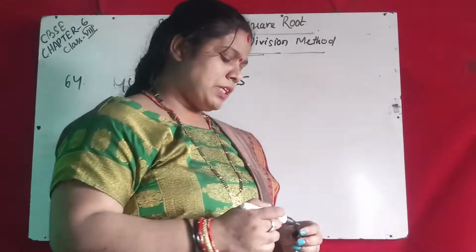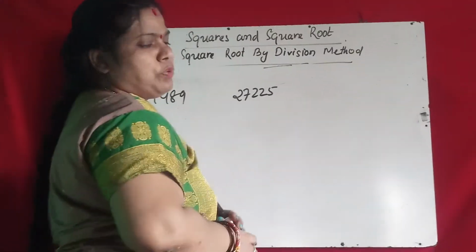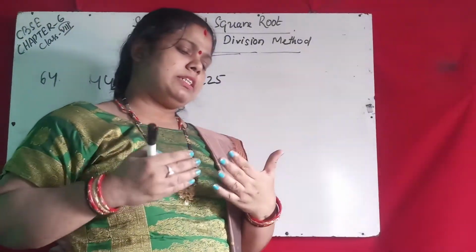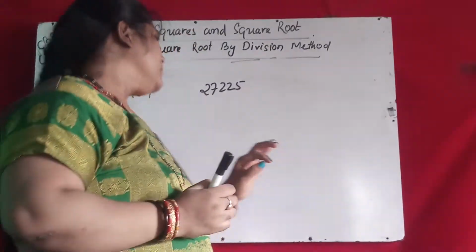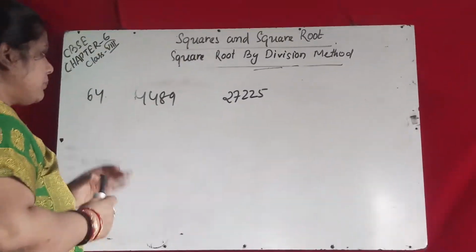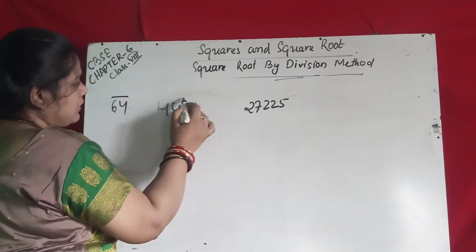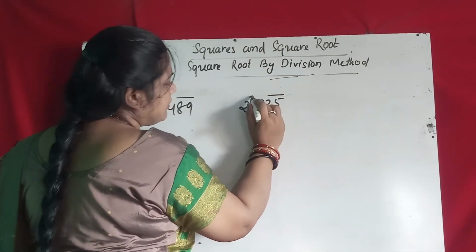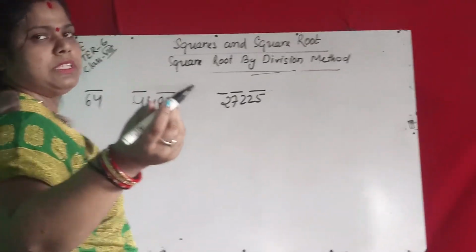So a question may come: without division, how many digits does this square root have? Without doing the division, you are asked only how many digits. Suppose here 64. If it has 2 digits, you put one bar, and here 2 bars come for 2 5 7 2 1. So the number of bars is the number of digits in the answer.